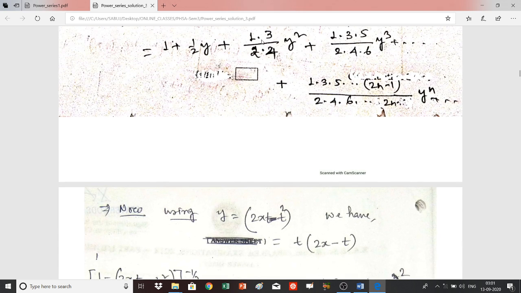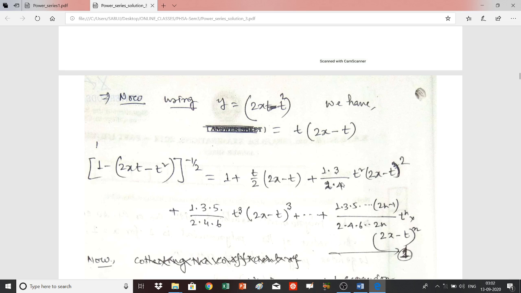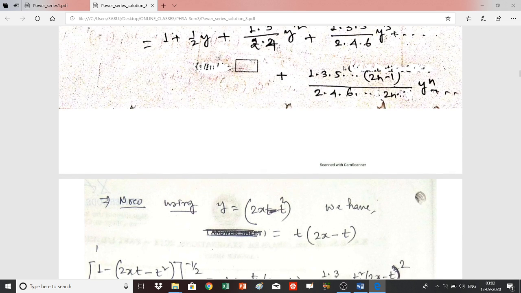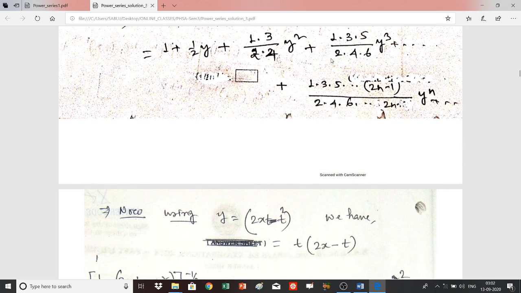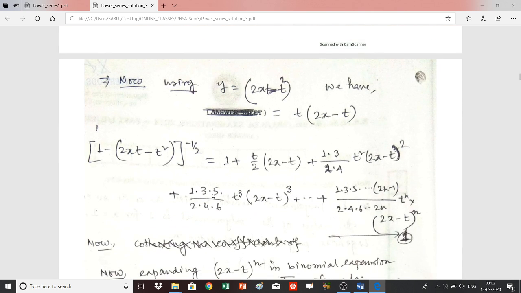1 into 3 by 2 into 4 into y square. So I have written the same thing here: 1 into 3 by 2 into 4 into y square means t square into 2x minus t whole square. And in this way, the third term will be 1 into 3 into 5 by 2 into 4 into 6, y cube. So we write here 1 into 3 into 5 by 2 into 4 into 6 into t cube into 2x minus t whole cube plus etc.